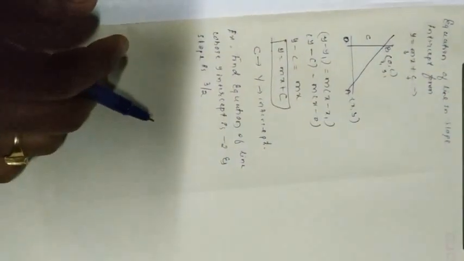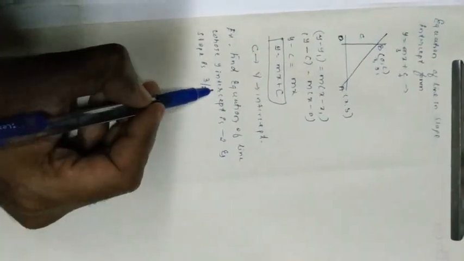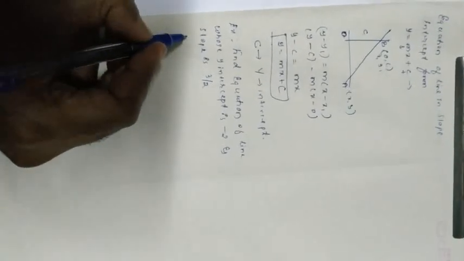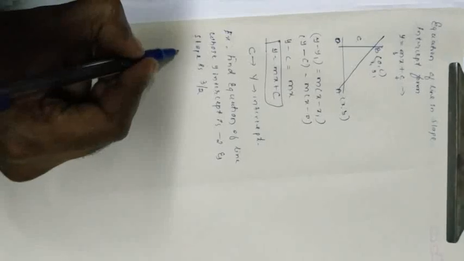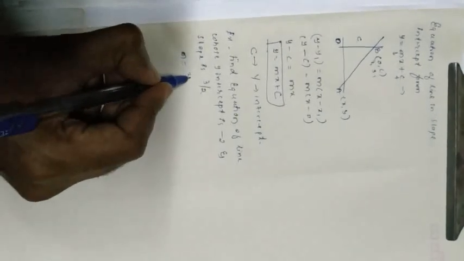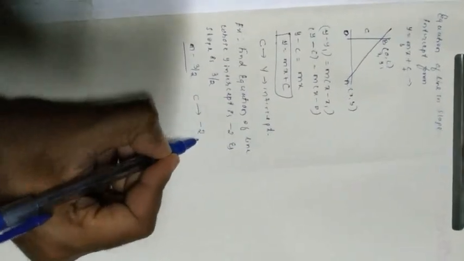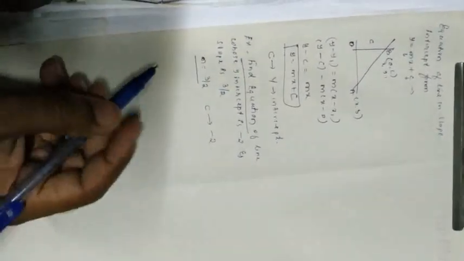Okay, so there is one example we are going to solve. Find the equation of the line whose y intercept is minus 2 and whose slope is 3 by 2. So we write the contents: the slope is 3 by 2, which we denote by m, and the y intercept is c, that is minus 2. We have to find the equation of the line.